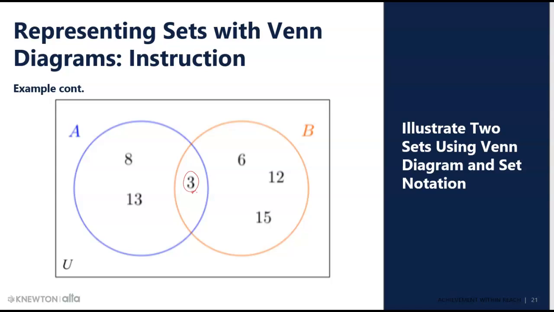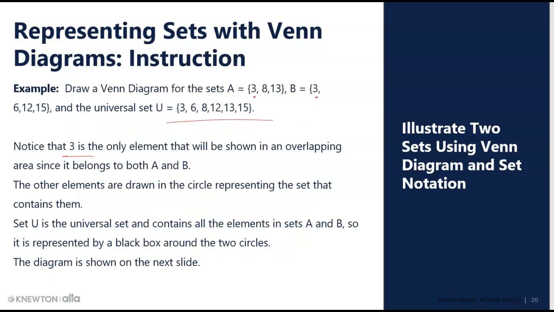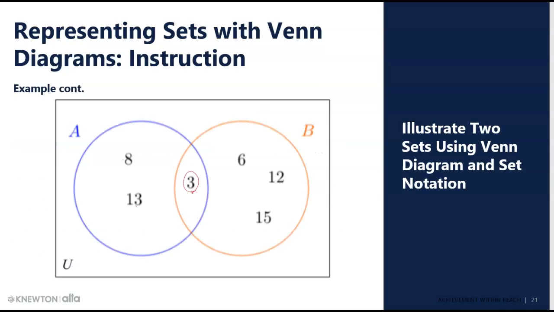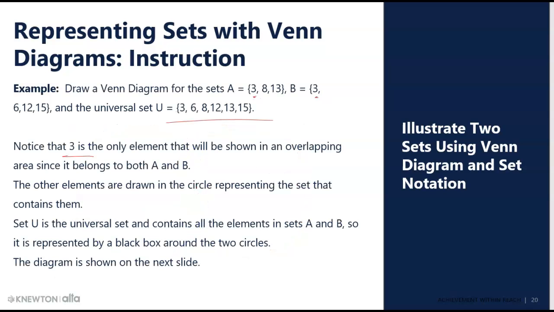And I can see by looking at this circle, if I go back to the last slide, set A should be the set containing 3, 8, and 13, because they're all in this blue circle. So that's how you would read a Venn diagram. And I go back, and I see, yes, A has 3, 8, 13. B has 3, 6, 12, 15. Let me see if that's right. 3, 6, 12, 15 for B.